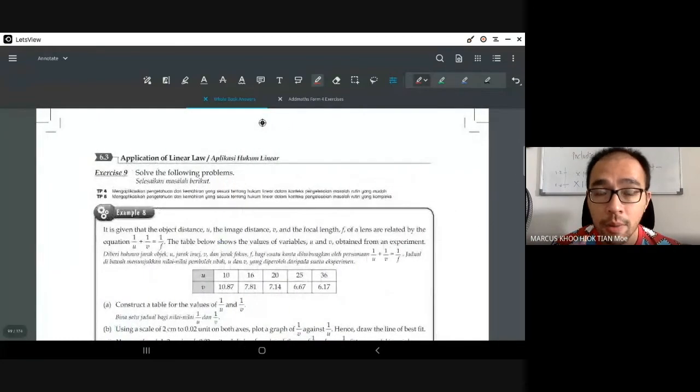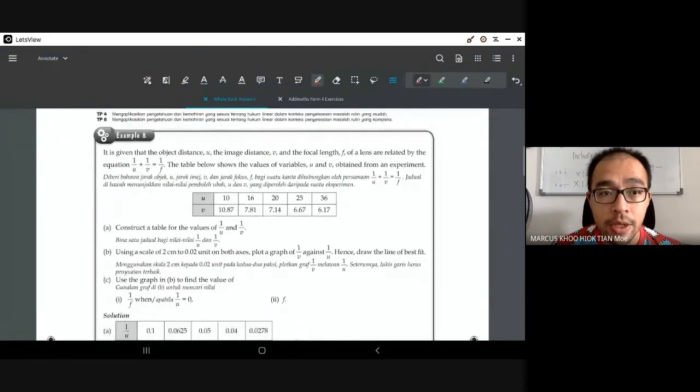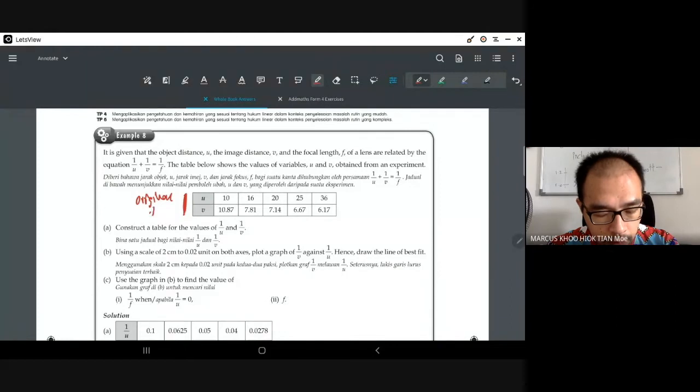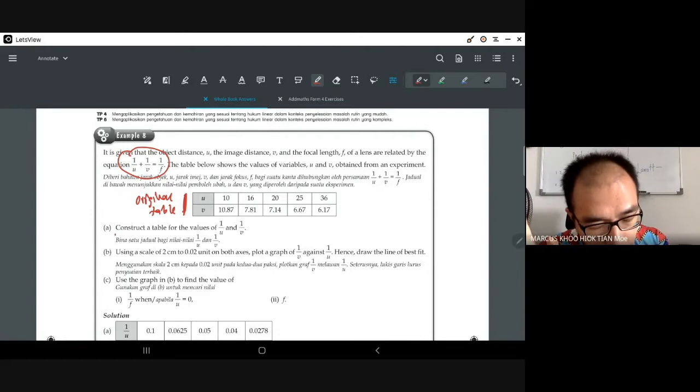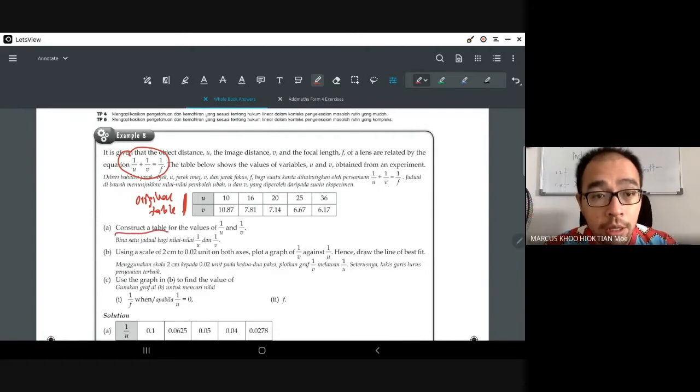First I want to begin by looking at this example together with you all. A very common question that is usually asked is like this. They will give you an original table, and they will probably give you an equation. It may be a linear equation, it may not be. But the first thing they will tell you is usually to construct a table. You have to make a table for the values of 1 over u and 1 over v.